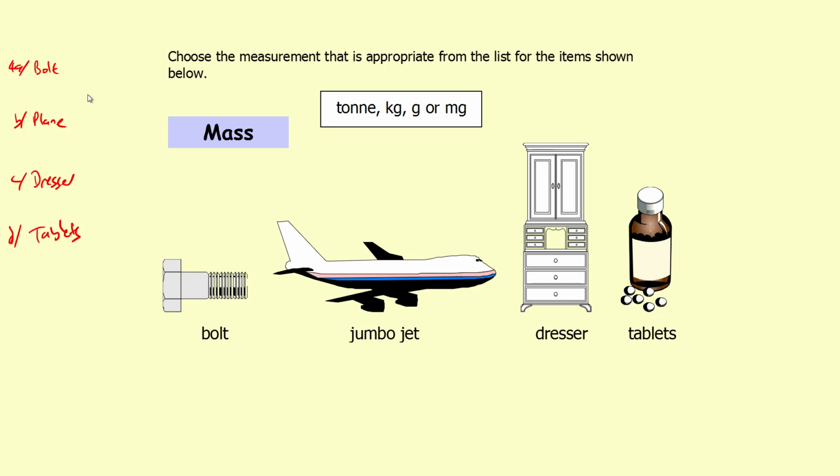Okay, so our bolt is going to be measured in, what are we thinking? That's going to be in grams. The jumbo jet's the heaviest thing there. I think it's the heaviest thing we've got in the slides. It's going to be in tons, metric tons. Our dresser, kilograms, and the tablets, milligrams. So mark your work. Once you're ready, hit play and we move on again.